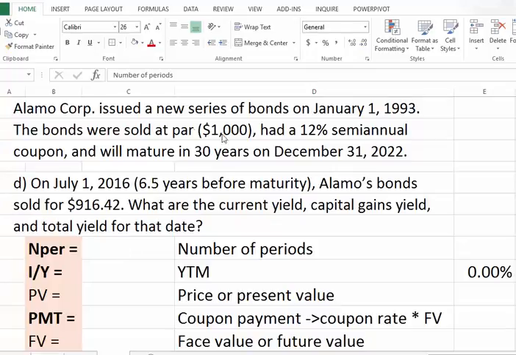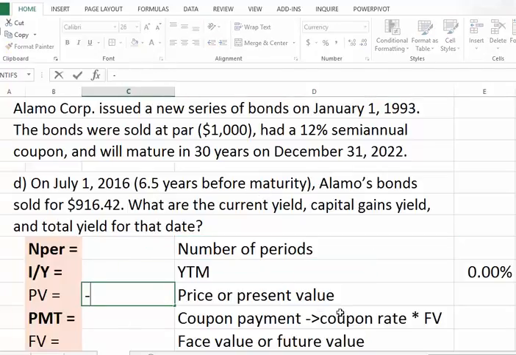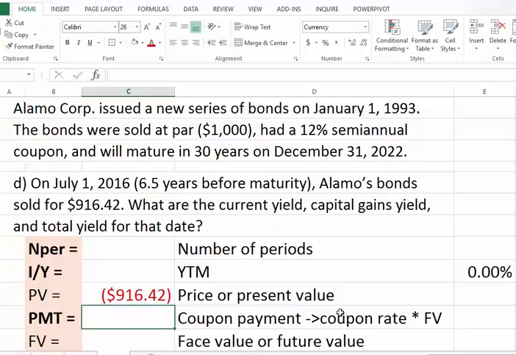Alamocor issued new bonds in 1993. The bonds were originally sold at par, had a 12% semi-annual coupon, and maturing in 30 years. So now assume you are in July 1st, 2016. So we have 6.5 years before maturity, and the bonds are selling for 916.42. That's our price. What is the current yield, capital gains yield, and total yield for that date?